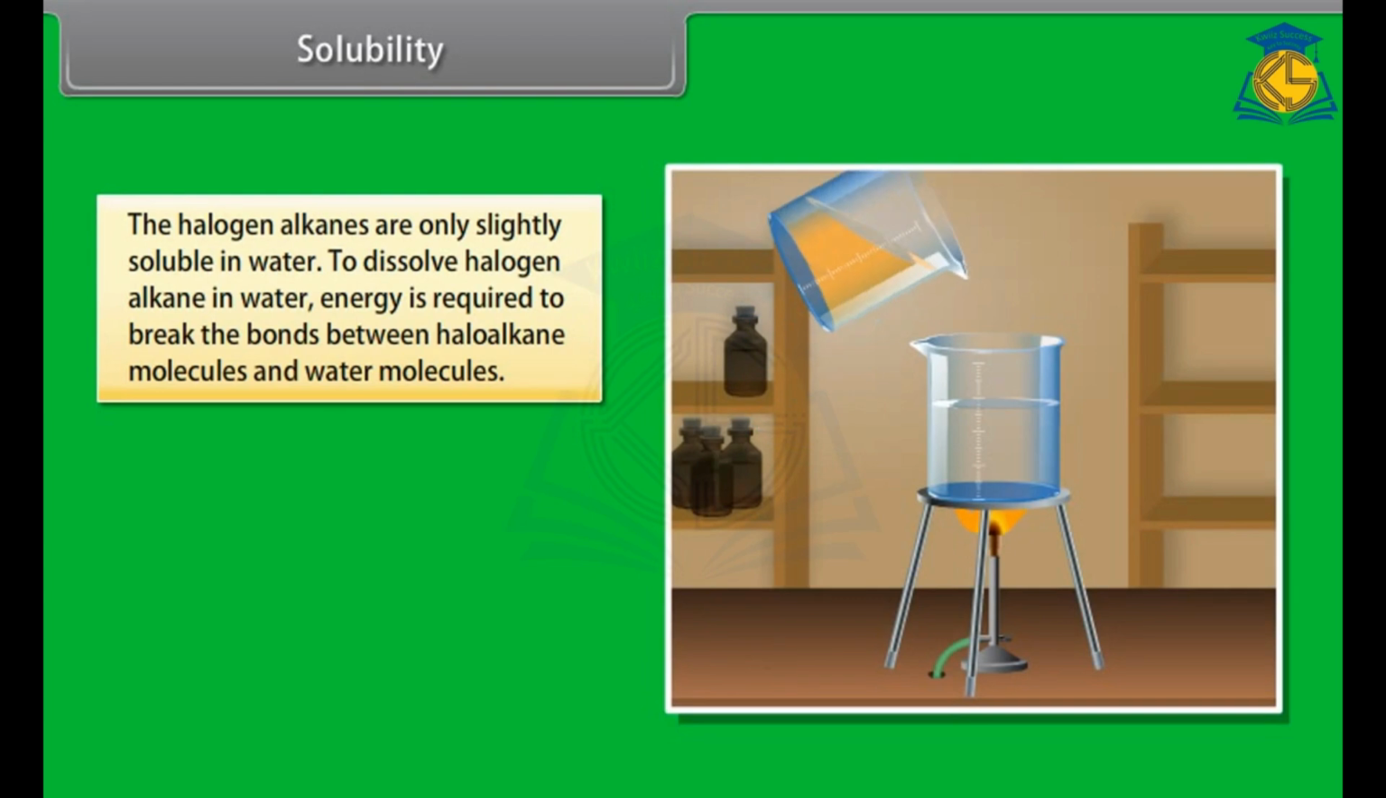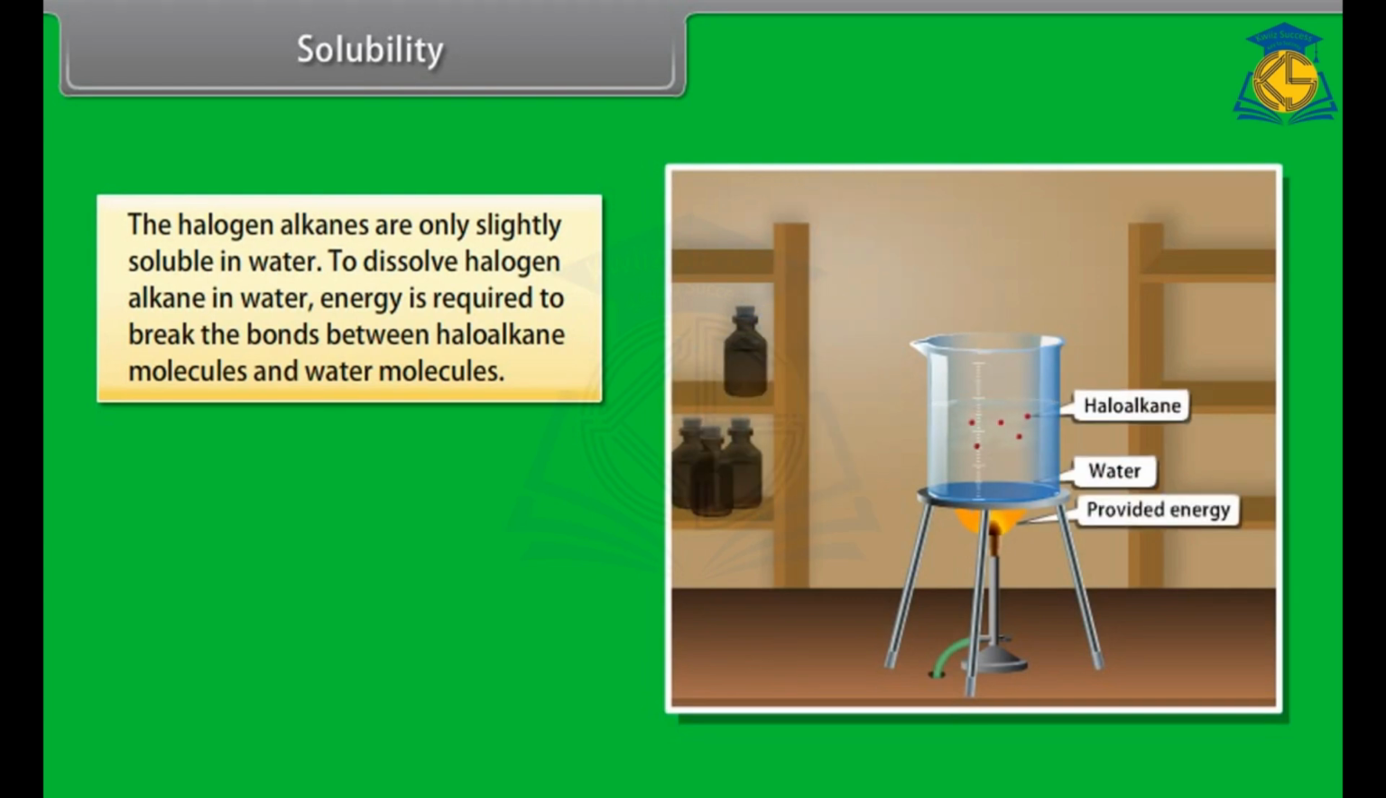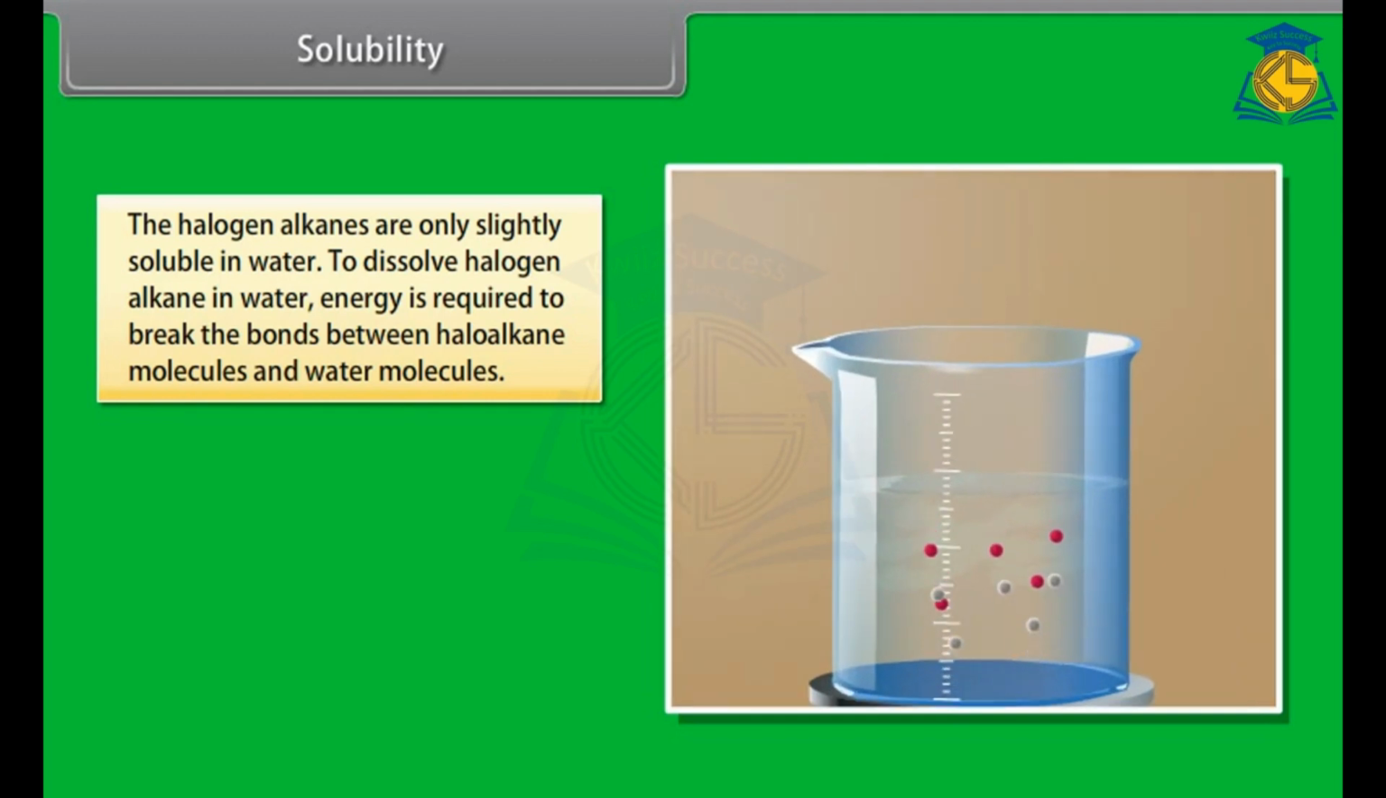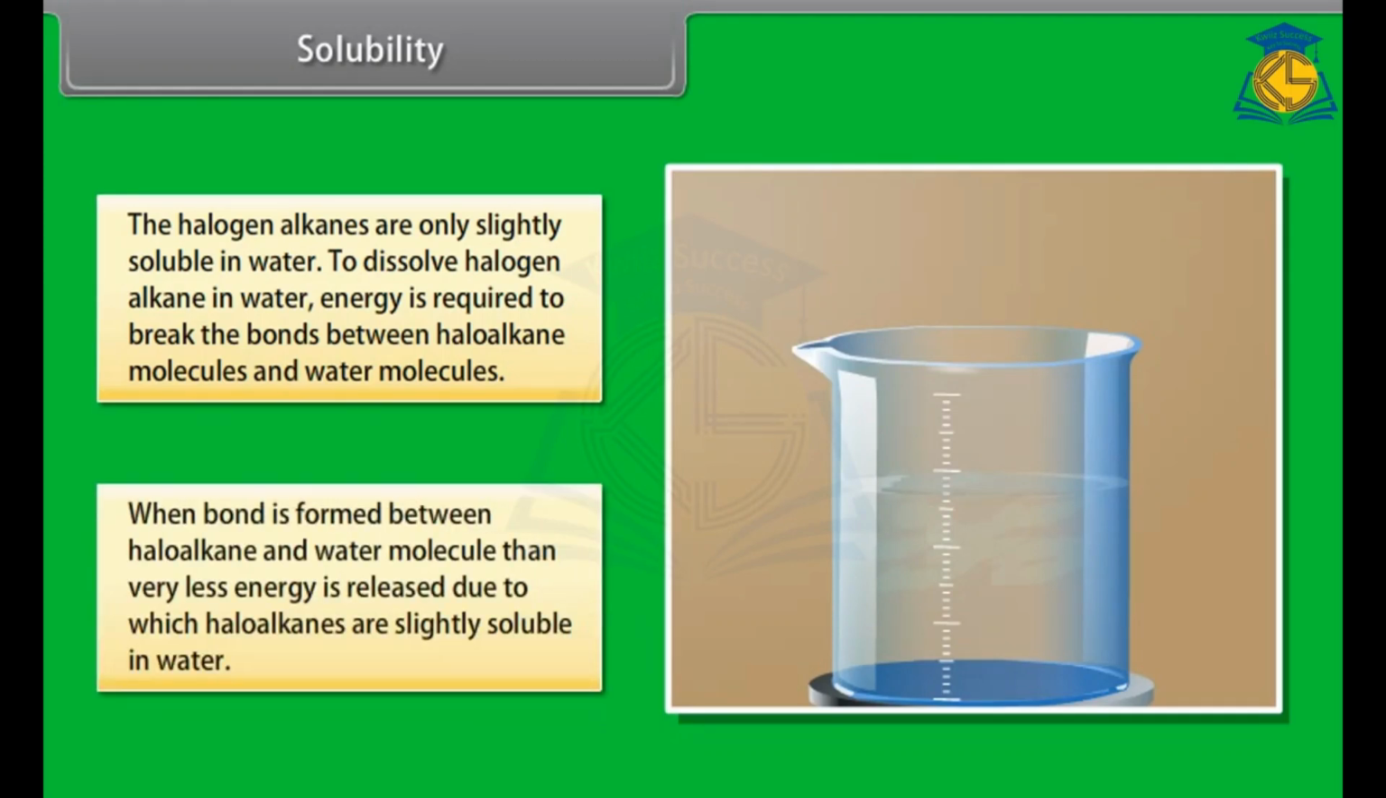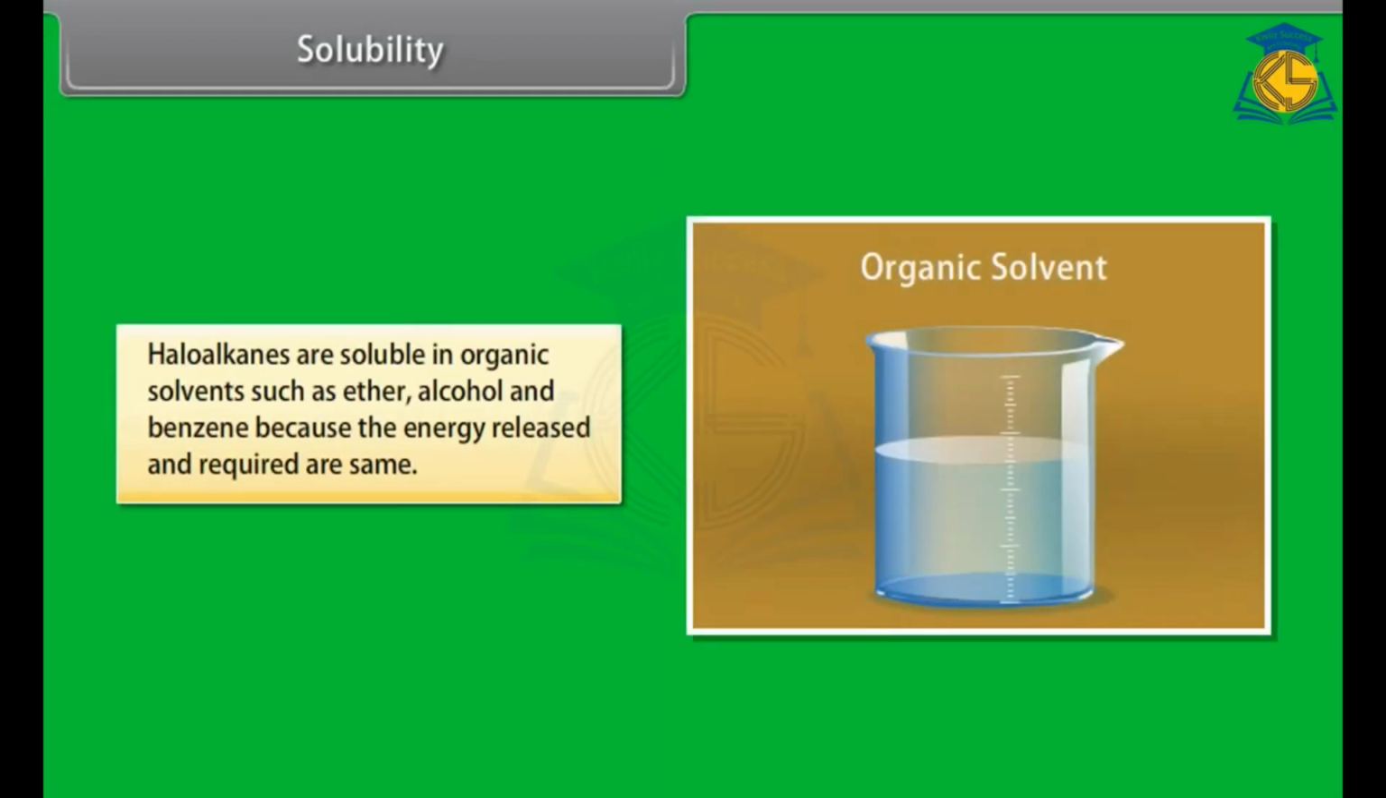Solubility. The haloalkanes are only slightly soluble in water. To dissolve a haloalkane in water, energy is required to break the bonds between haloalkane molecules and water molecules. When a bond is formed between haloalkane and water molecules, very little energy is released, due to which haloalkanes are slightly soluble in water. Haloalkanes are soluble in organic solvents such as ether, alcohol and benzene because the energy released and required are the same.